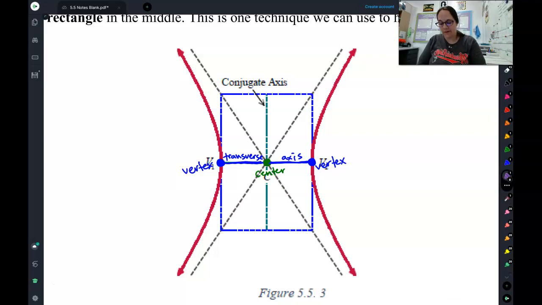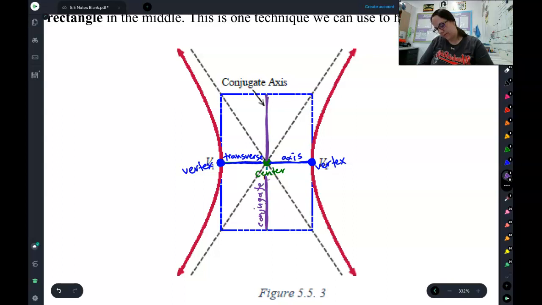The next vocabulary word we have is this perpendicular axis, which we call the conjugate axis. Now, the reason we have our conjugate axis and our transverse axis is that from these two perpendicular lines, we draw what is called the guide rectangle for our hyperbola. So basically, we connect the two perpendicular axes in a rectangular shape, and that's our guide rectangle.